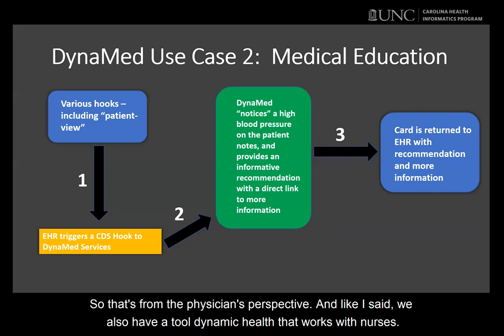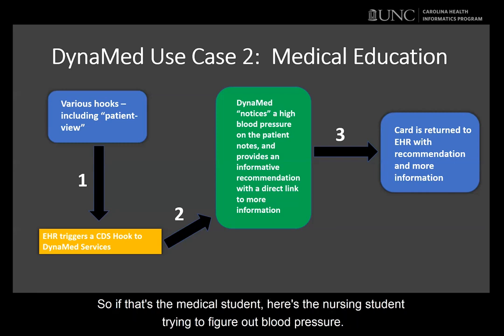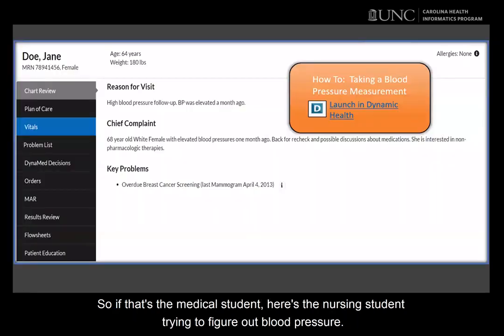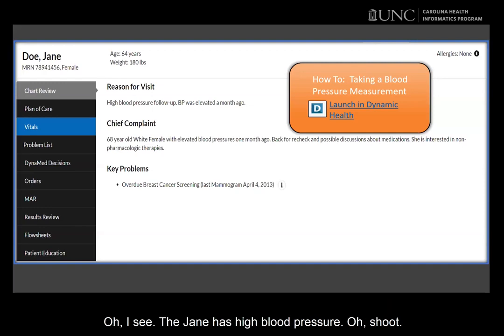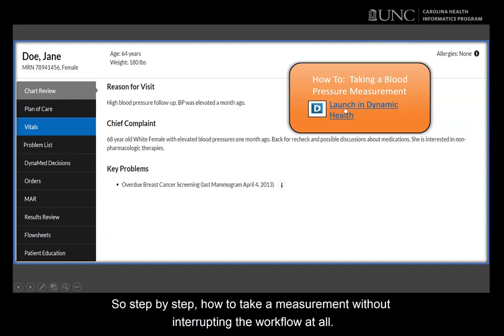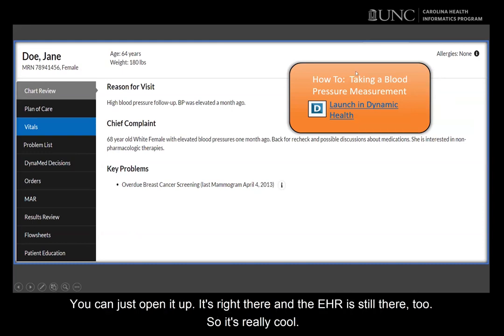And like I said, we also have a tool, Dynamic Health, that works with nurses. So if that's the medical student, here's the nursing student trying to figure out blood pressure. Oh, I see that Jane has high blood pressure. Oh, shoot, I forgot. I need to figure out how to take a measurement. Right here shows step-by-step how to take a measurement without interrupting the workflow at all. You can just open it up. It's right there, but the EHR is still there too.